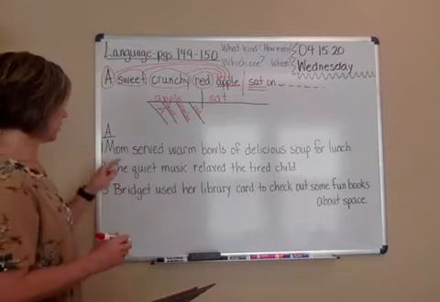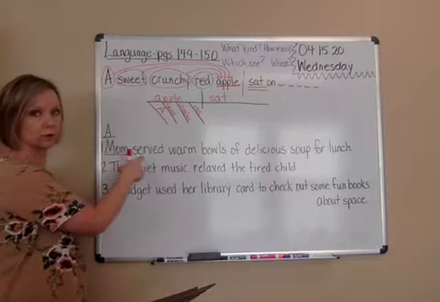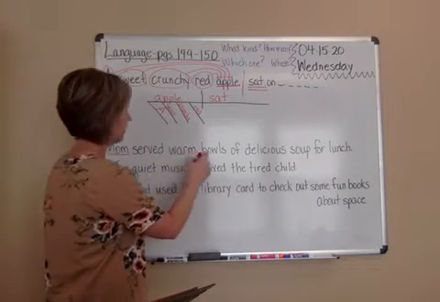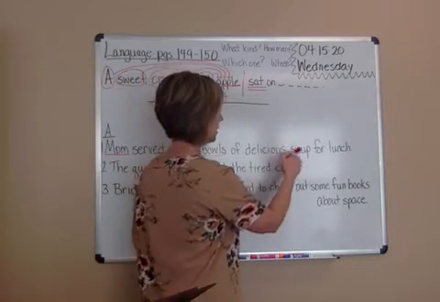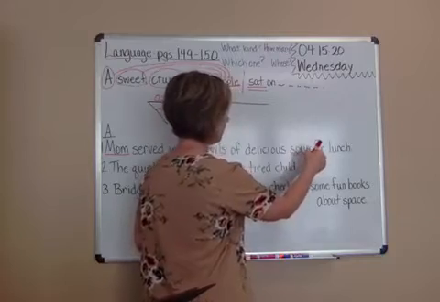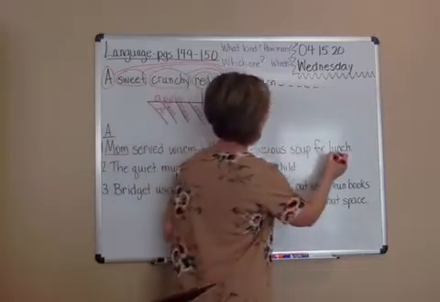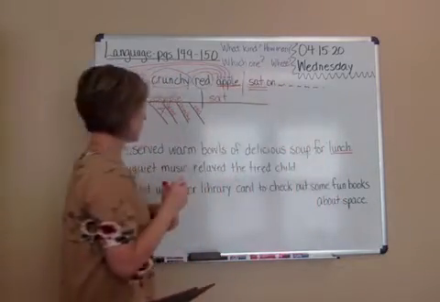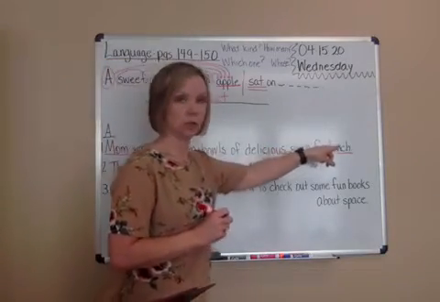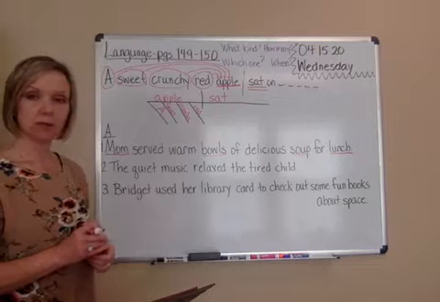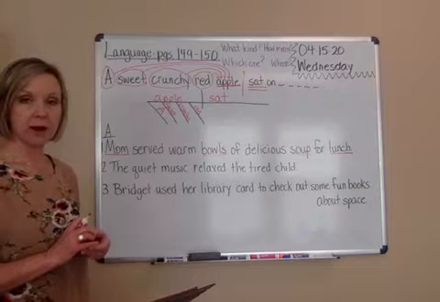Correct. So let's go. Mom, sure, underline that. Served, that's a verb. Warm, bowls, of, delicious, soup, for, make sure I wrote the whole sentence up here. Lunch. Yes, I did write the whole sentence, okay? So our nouns are mom, bowls, soup, lunch. No pronouns there. Okay, now let's go back and pick up our adjectives.